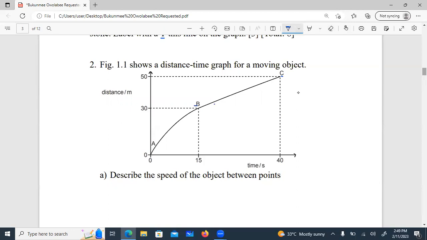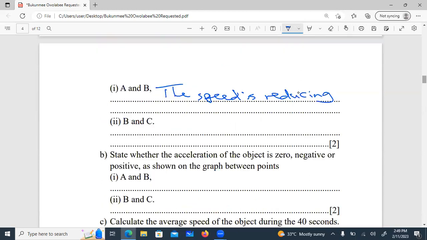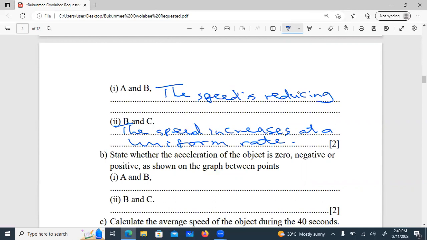So you come to this place and you say, since uniform acceleration, the speed increases at a uniform rate. Okay? And if you want to talk about the acceleration, you say the acceleration is constant.